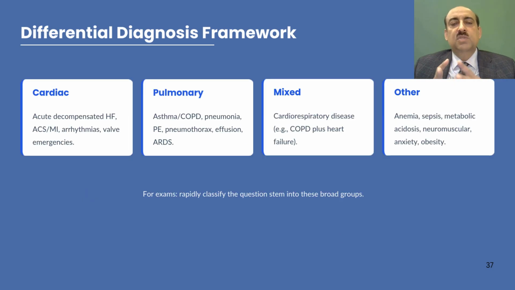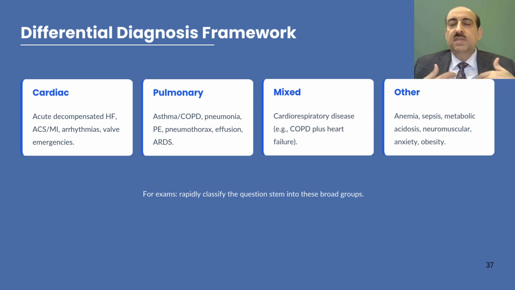For the differential diagnosis framework of dyspnea based on history and clinical examination, please refer to module 1. I can't go into more details here, but the etiology and etiopathology of dyspnea predominantly falls into 4 categories: cardiac, pulmonary, cardiopulmonary or cardiorespiratory, and others. Now, the cardiopulmonary form about 80-85% of the cases of dyspnea, and the rest form about 15%. So, in terms of cardiac, you've got conditions like decompensated heart failure, acute coronary syndrome, MI, arrhythmias, valve emergencies. So, please refer to module 1.